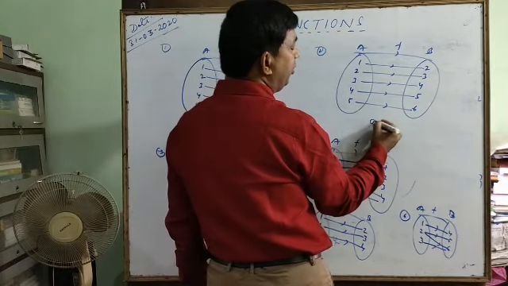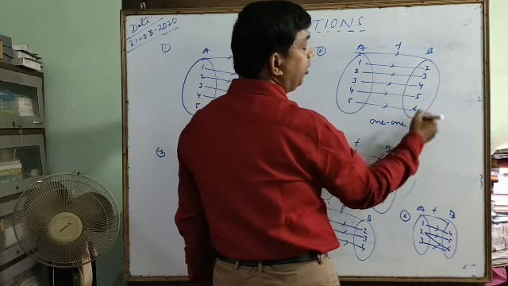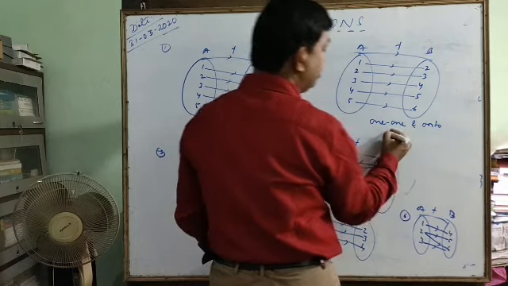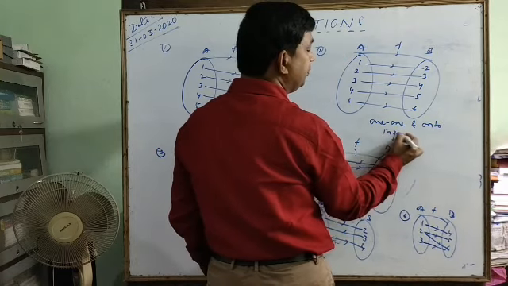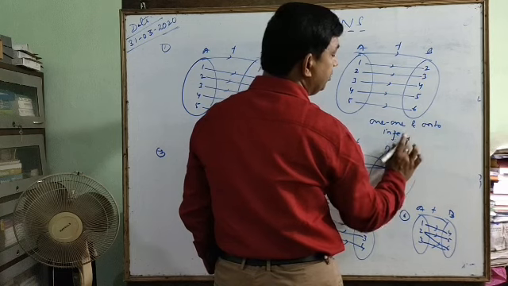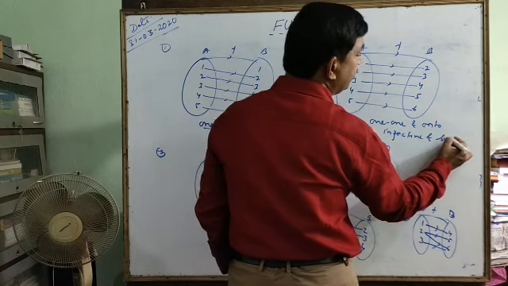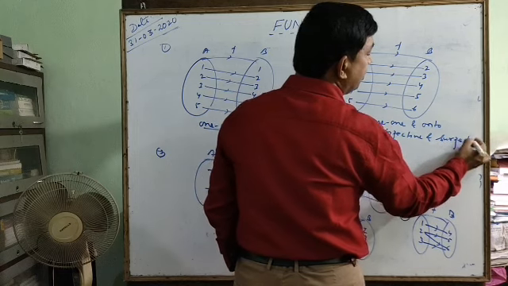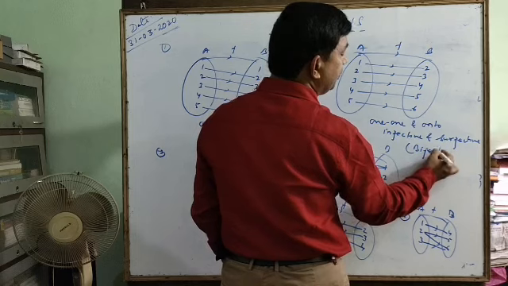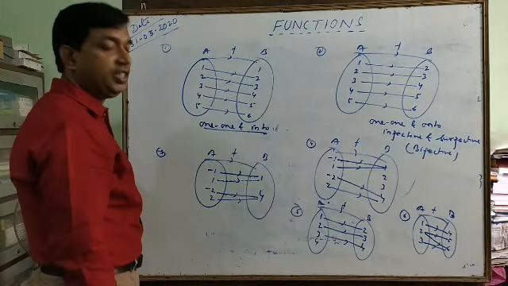One-to-one correspondence, that is why one-one, and range and codomain are same: one-one onto function. This is called injective and surjective. That is why this is called bijective. The function which is injective and surjective is called a bijective function.